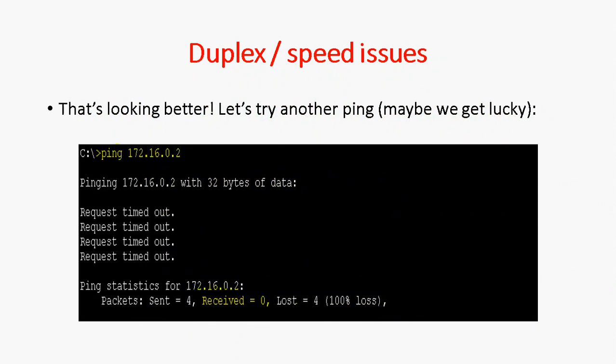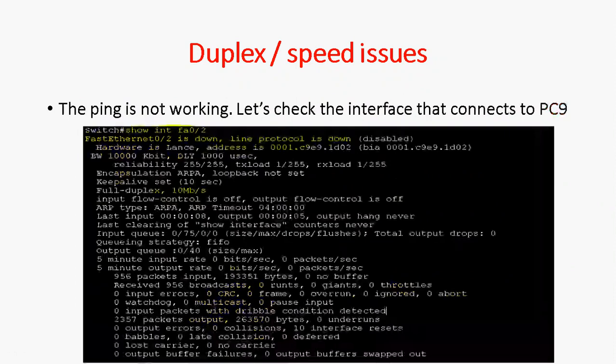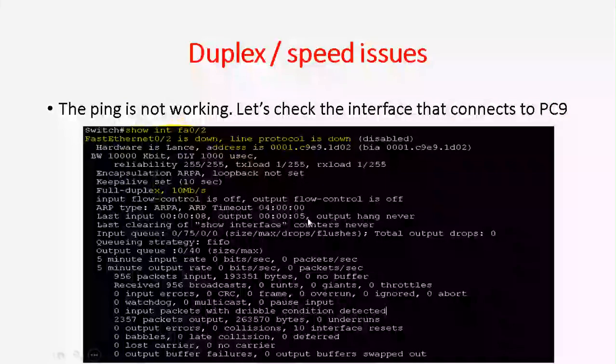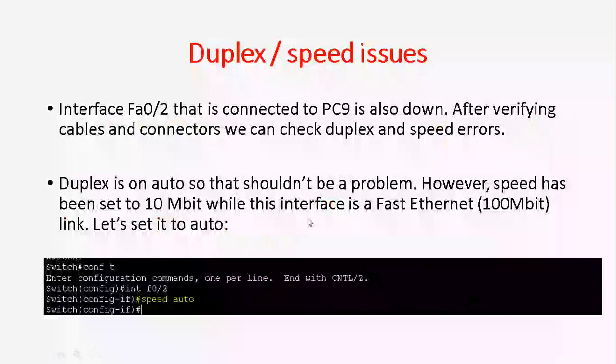So now I am trying to ping again from PC8 to PC9. Ping 172.16.0.2. Still I am getting a request timeout. So this time the ping is not working. Now I am checking the FA0/2 interface, which is connected to PC9. That port is also down and line protocol also down. But duplex is full duplex, but speed is 10 megabits per second.